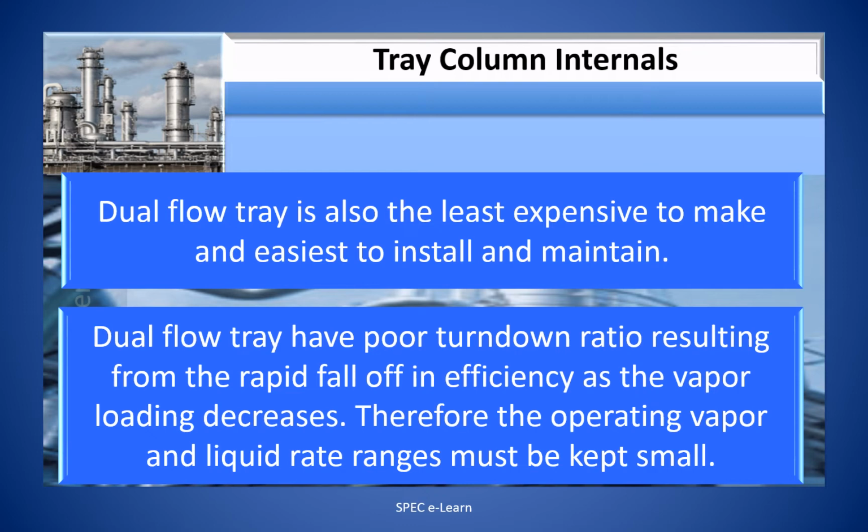Dual flow trays have a poor 10-to-1 turndown ratio, resulting from the rapid falloff in efficiency as the vapor loading decreases. Therefore, the operating vapor and liquid rate ranges must be kept small.